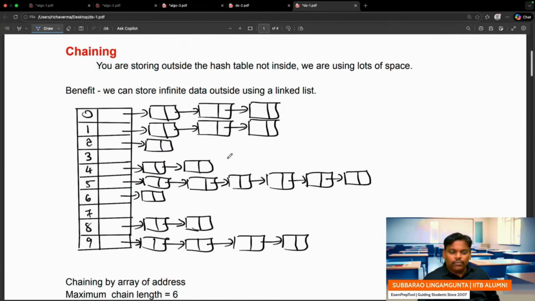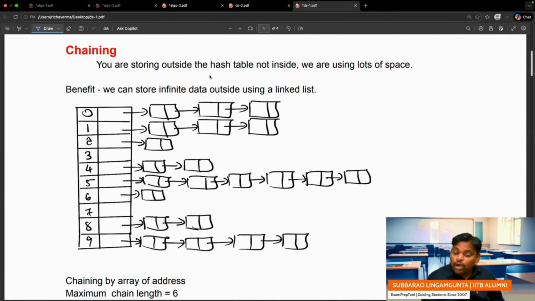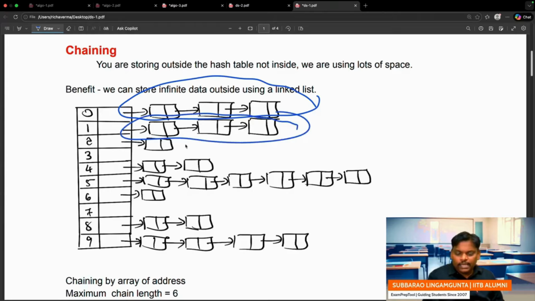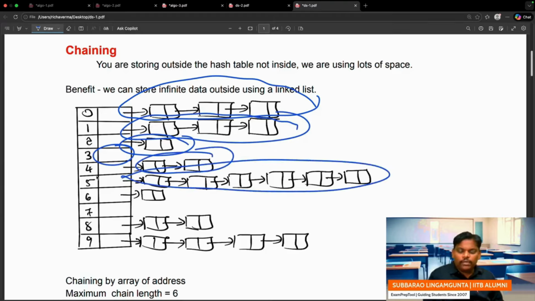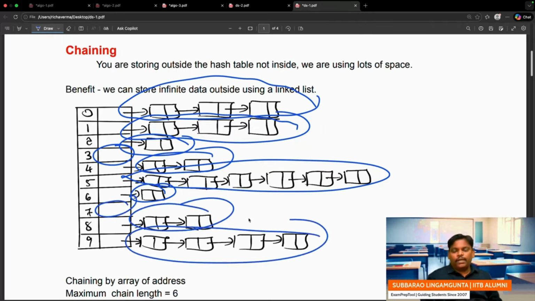Chaining. Be careful about chaining. You are storing outside the hash table, not inside. When a collision comes, many people come to one slot, so you will keep them in that slot in the form of a linked list. See, 0th slot, 3 people came. First slot, 3 people came. Second slot, 1 person came. Third slot, no one came. Fourth slot, 2 people came. Fifth slot, 6 people came. Sixth slot, 1 person came. Seventh, no one came. Eighth, 2 people came. Ninth, 4 people came. You are storing outside the hash table, not inside.